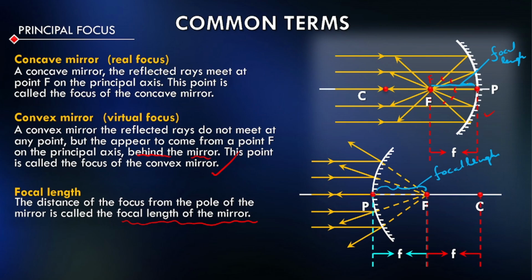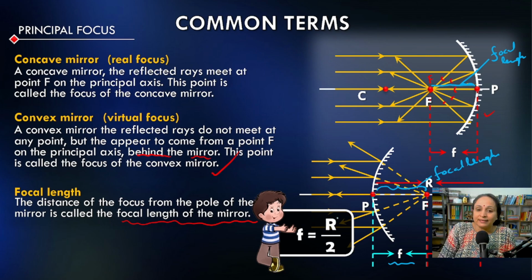And there is something very interesting. See what happens. The pole to the center of curvature is called the radius of curvature, R. The focus falls in the middle of the line joining P and C. So PF is F and FC is also equal to F. That means there is a relation between the radius of curvature and focus. The radius of curvature is 2 times the focal length. So we can say that the focal length is equal to R by 2. What is F? F is equal to R by 2. Interesting and very important to remember.